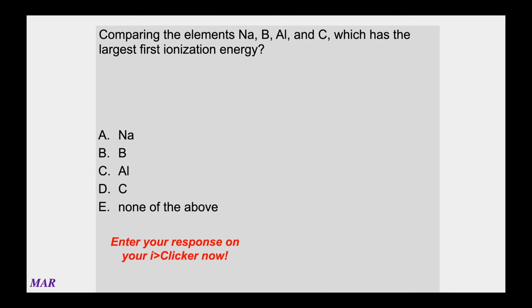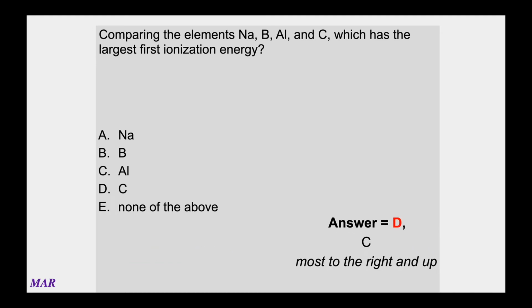Here's another problem. Comparing these elements, which one has the largest first ionization energy? So we're comparing the energies to remove the first electron. And the punchline here is that you want the element on the periodic table which is most up and to the right. So literally look on your periodic table. Sodium, as we saw earlier, is most left and down. Then aluminum, then boron, and carbon is the most up and to the right element in that list. So we would say that carbon has the highest first ionization energy.